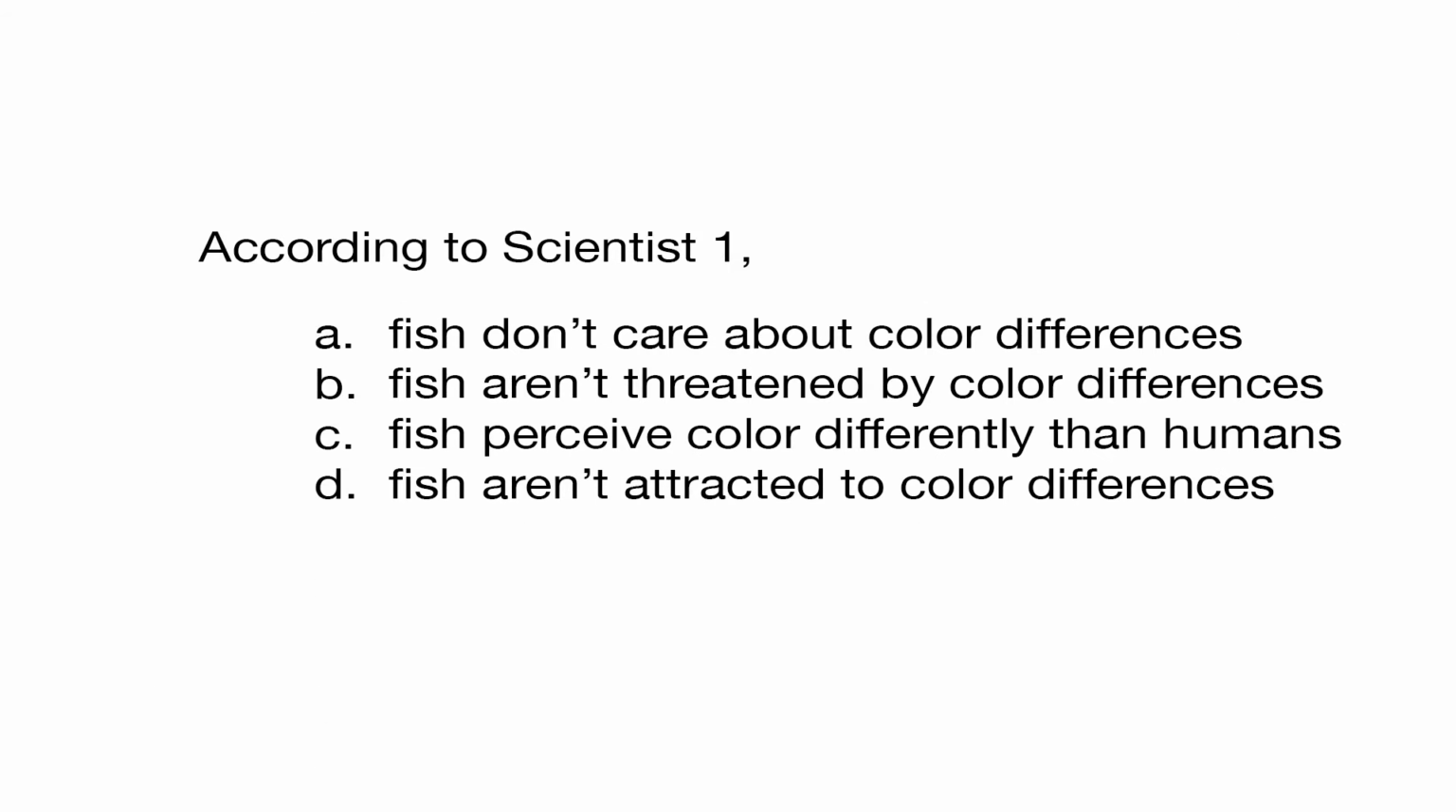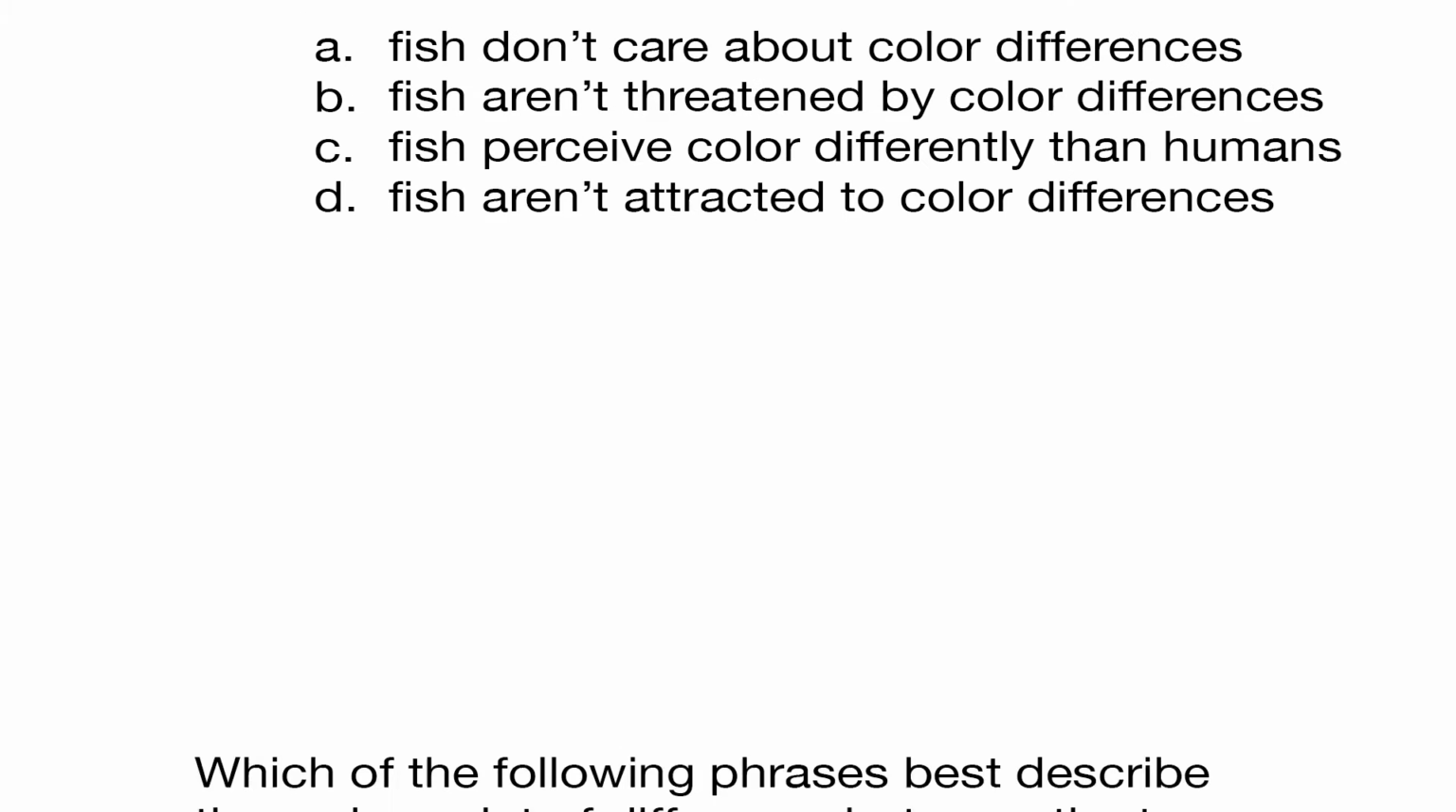According to scientist number 1, which of the following is true? A, fish don't care about color differences. B, fish aren't threatened by color differences. C, fish perceive color differently than humans. Or D, fish aren't attracted to color differences. The answer is C, fish perceive color differently than humans.